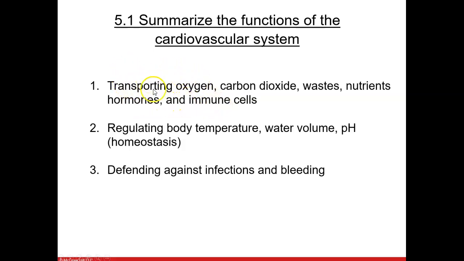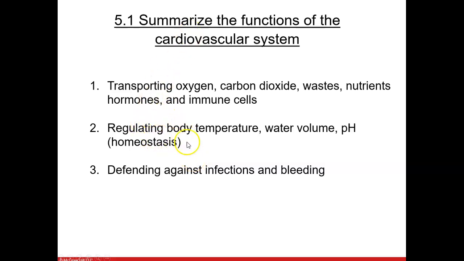So transporting is a really important function of the cardiovascular system. You need this when you're a multicellular organism, that you have to move things from one part of the body to another. A single-celled organism doesn't need a cardiovascular system because everything just diffuses throughout the whole single cell.